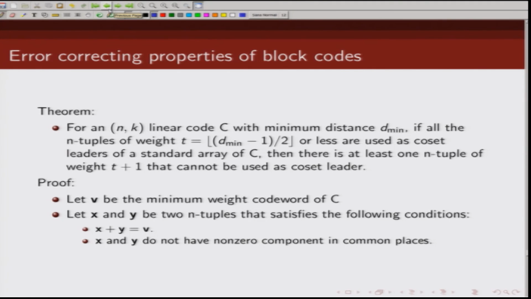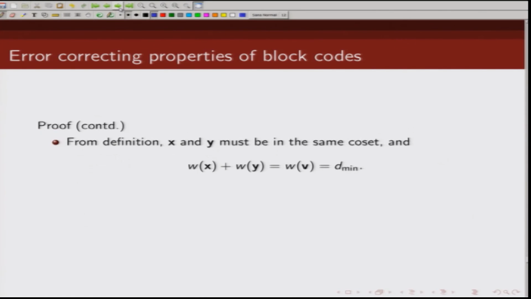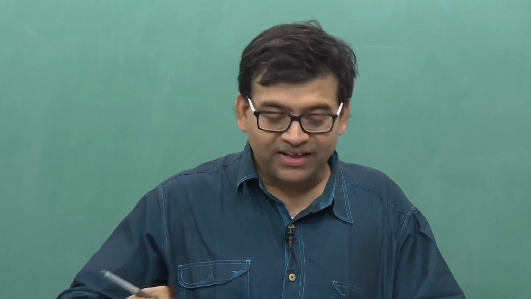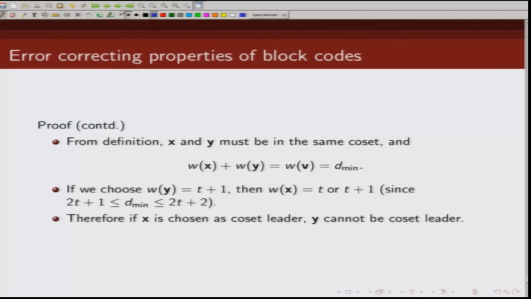result, which says that if all n-tuples of weight t or less are used as coset leaders, then there exists at least one error pattern of weight t plus 1 which cannot be used as a coset leader. And if this error pattern of weight t plus 1 cannot be put as a coset leader, then this is not a correctable error pattern. So, with this I will conclude my lecture on random error correcting and random error detecting properties of block codes. Thank you.